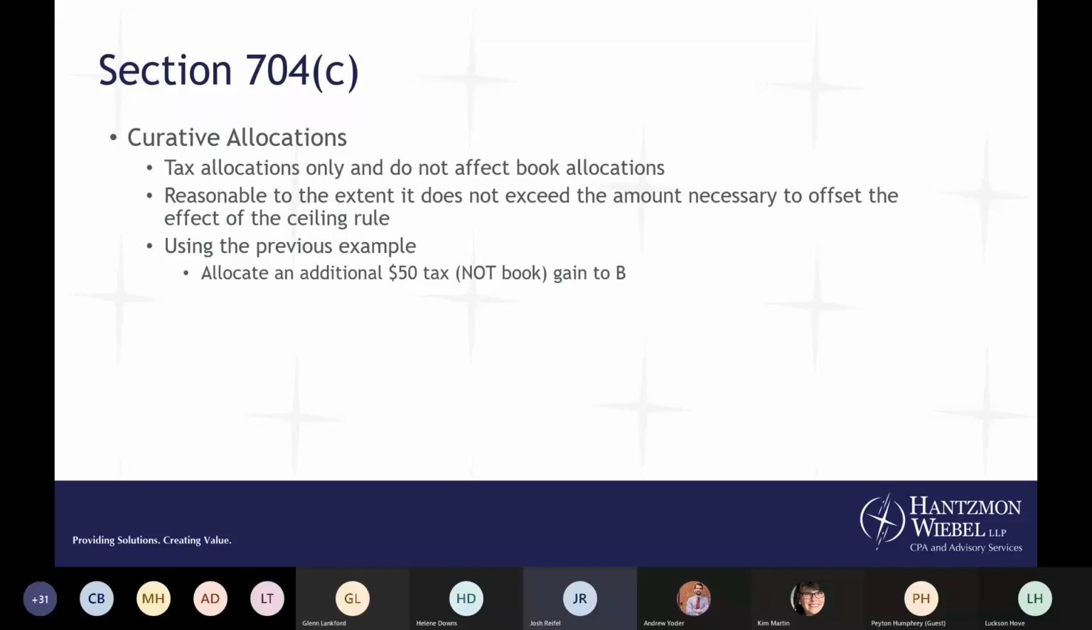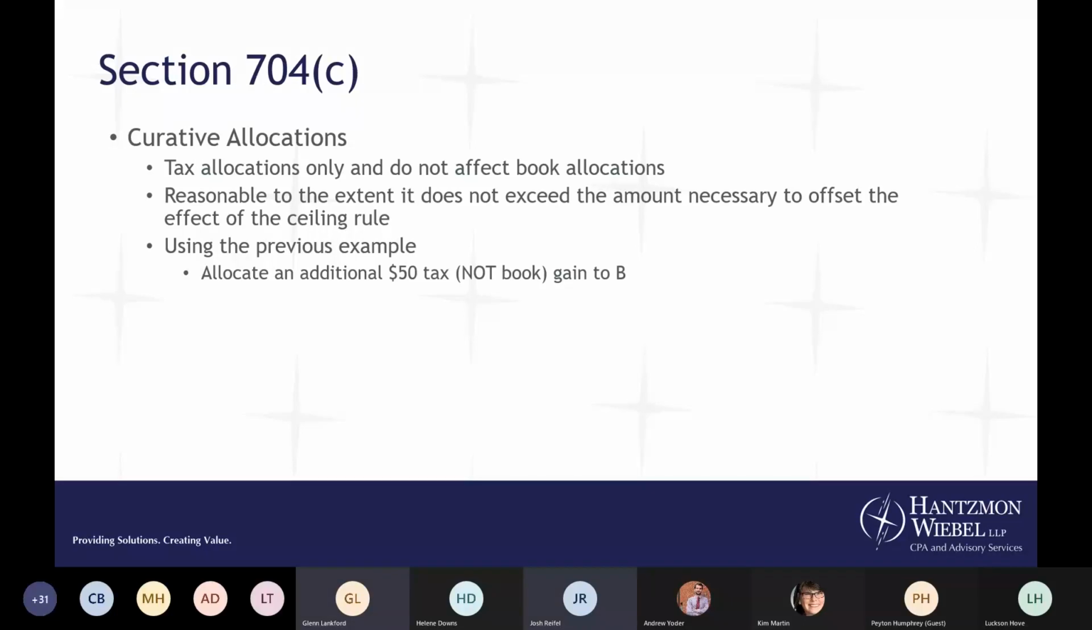And tax allocations are reasonable to the extent they do not exceed the amount necessary to offset the effect of the ceiling rule. So using the previous example, you could allocate additional tax gain, $50 tax gain, not book gain, but tax gain to B. So you basically take $50 of tax gain away from A, which would reduce their tax capital down to $950, and allocate that tax gain to B, which would increase their tax capital to $950. And now across the board, you've got book and tax capital at $950, and everything is where it should be.